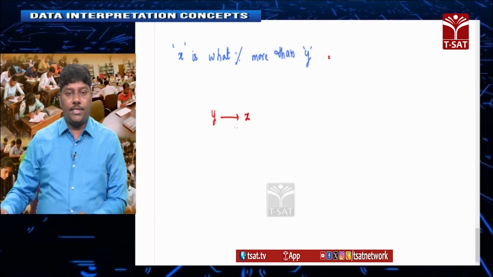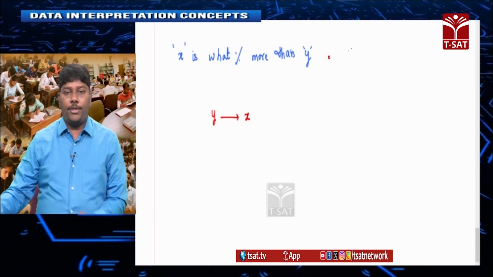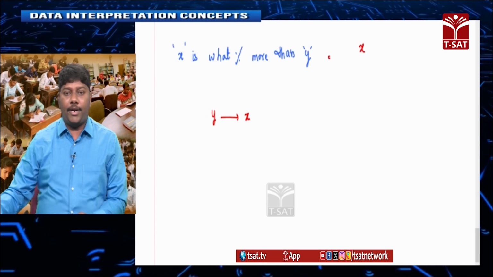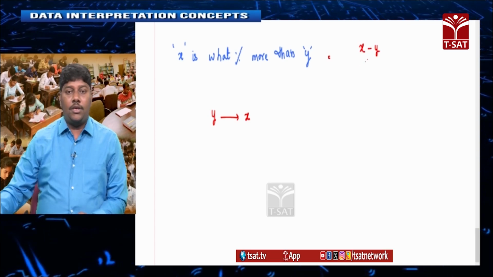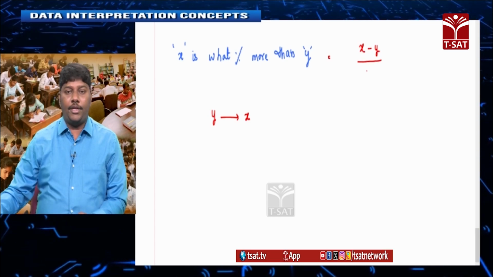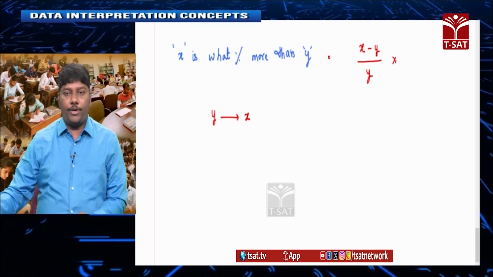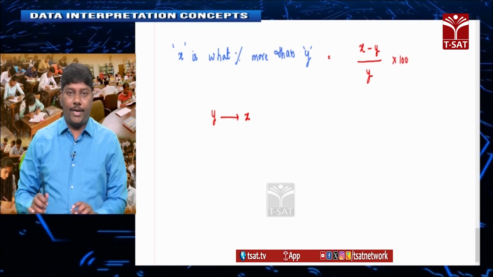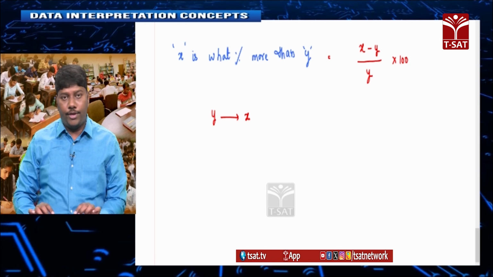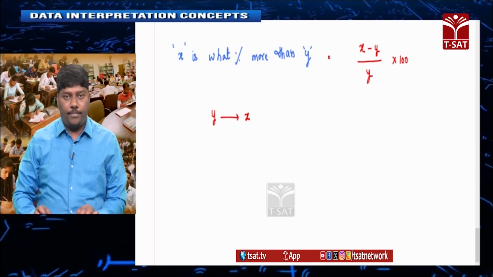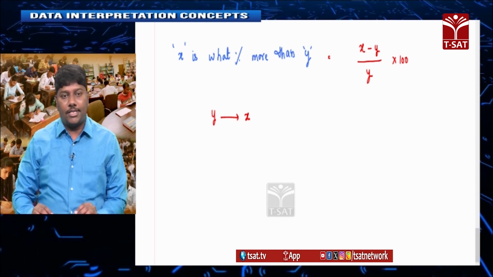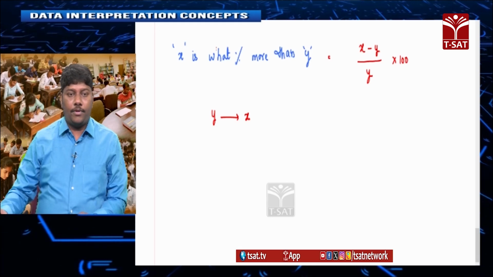Percentage more means percentage increase. What is the difference between them? The difference between them is X minus Y, because X is more than Y. You are comparing it with Y. So therefore initial value is Y into 100. The formula is X minus Y, the difference by initial value into 100. Initially it was Y, so it is becoming X. So X is what percent more than Y.